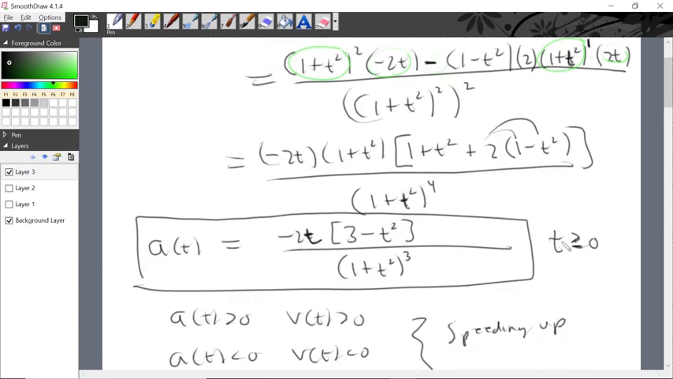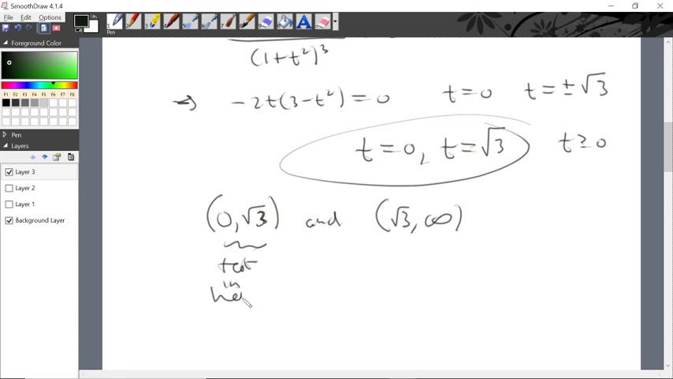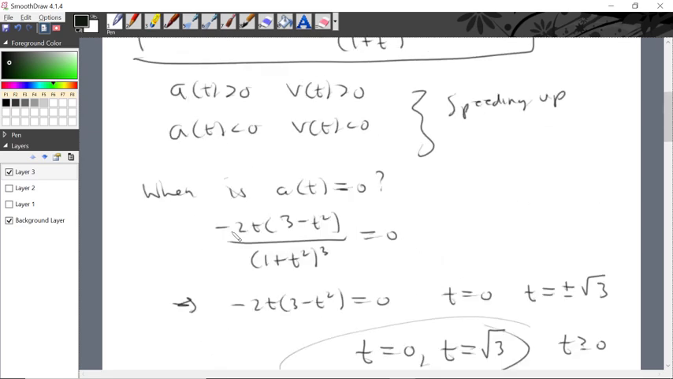Okay, so we should consider the intervals from 0 to root 3, the open interval, and from root 3 to infinity. And let's choose test values in here. Well, root 3 is about 1.73, so we'll choose a value between 0 and root 3, like t is equal to 1. And then we're also going to want to test in the other interval. Say we'll take t is equal to 2, because that's greater than the square root of 3. And where we're testing it is in the acceleration function. Let's test a of 1.